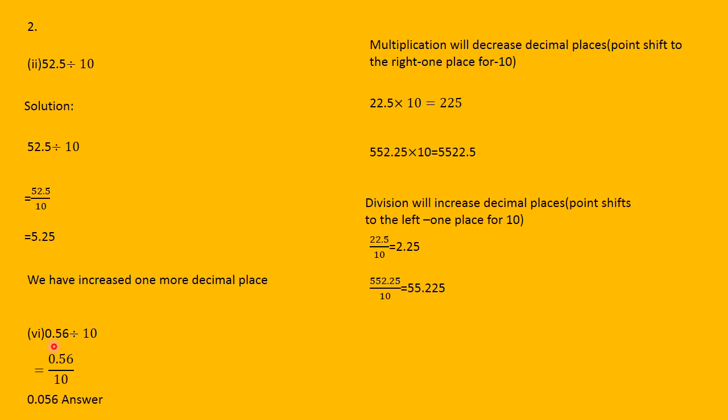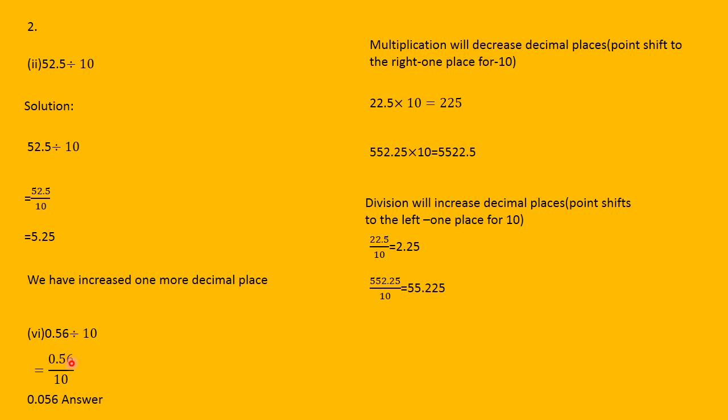You will increase one more decimal place. Okay. Now 0.56 divided by 10. You are already having 2 decimal places here, and you are dividing it by 10. So you should increase one more decimal place. Already 2 are there: 5, 6. And you have to increase one more decimal place, which means you have to write 0 and put a point. So 0.056. Then how many places are there? 1, 2, 3.